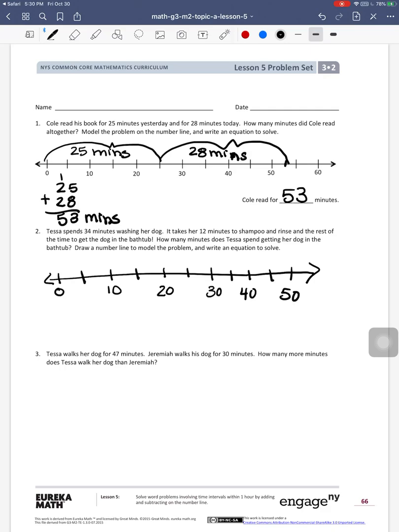All right. So she spends 34 minutes washing her dog, right? So I'm going to go to 30, and 34 is right before 35, right? So I'm going to go to right before 35. So here's her 34 minutes washing the dog, right?